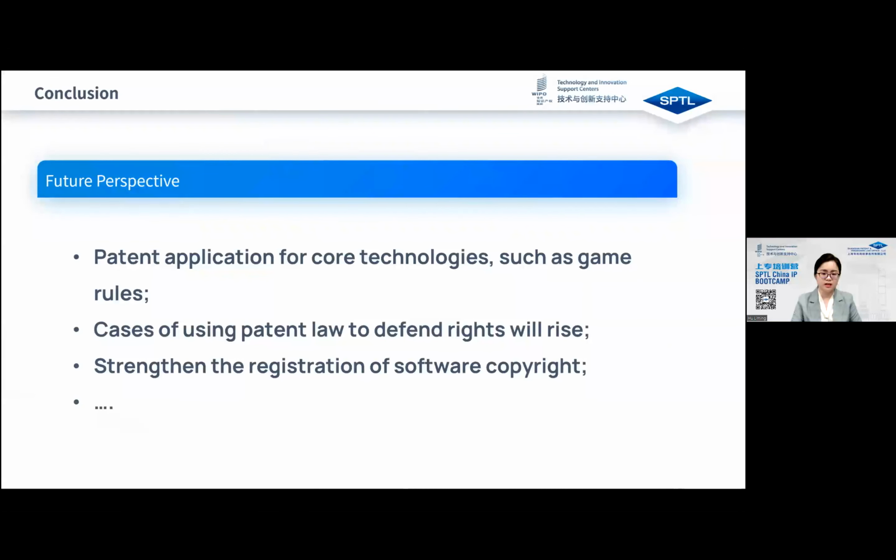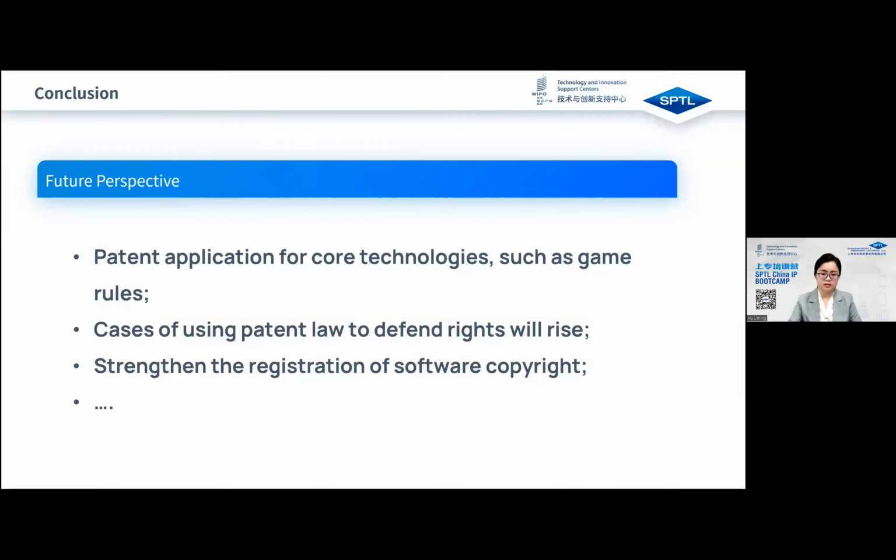As the Chinese game market grows, game companies will pay more attention to protecting the rights of game products by multiple ways. For example, in current practice, cases involving online game patents are generally related to game hardware equipment, design, and other related patents, while cases involving game system architecture and game rules are less.